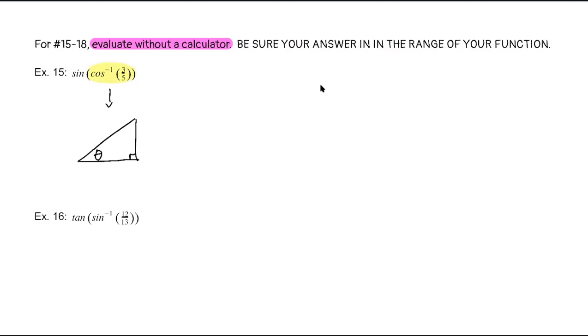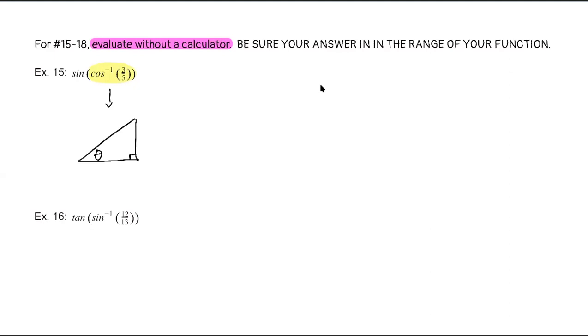Now this time, I have inverse cosine of 3/5. How can I label my triangle so that it represents an inverse cosine of 3/5? Another way to think about it is, what's the 3 represent on the triangle? What's the 5 represent on the triangle? Adjacent over hypotenuse. That is exactly what it is.